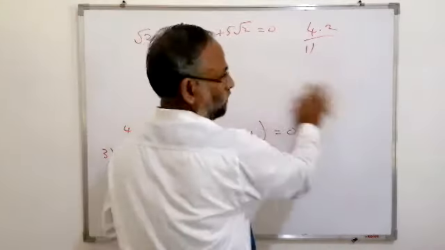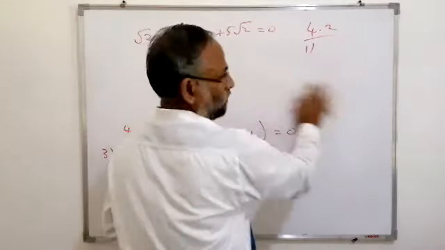2 minutes, I will wind up. I can complete it. Root 2 x square plus 7x plus 5 root 2. What is the problem here? Root 2 came. That is the only difference.